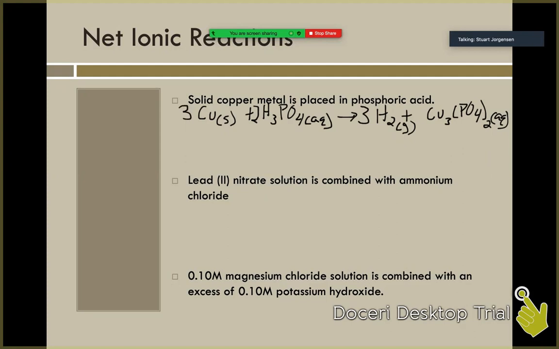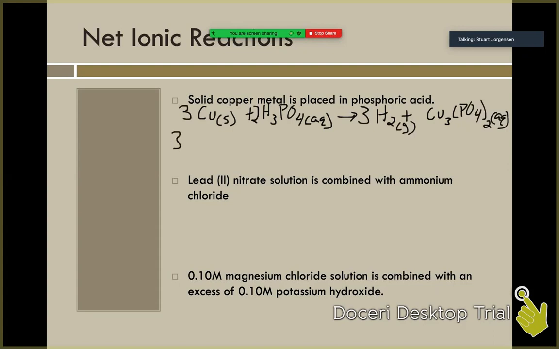Now we need to ask ourselves, does anything split up? Copper is a solid, can't split up. That's going to be still around. Phosphoric acid, is that strong or weak? It's not one of our 7 strong acids, which means it's weak. It's going to stay together. The hydrogen stays together, and then our copper phosphate, if it's aqueous, is going to split.